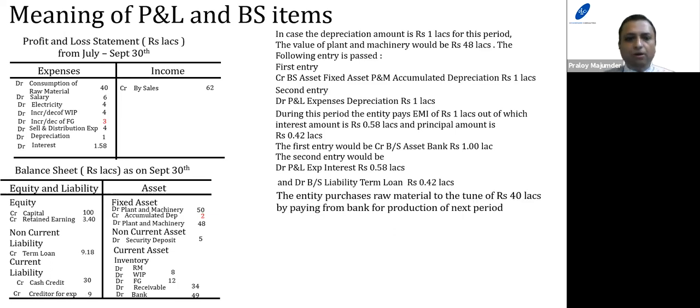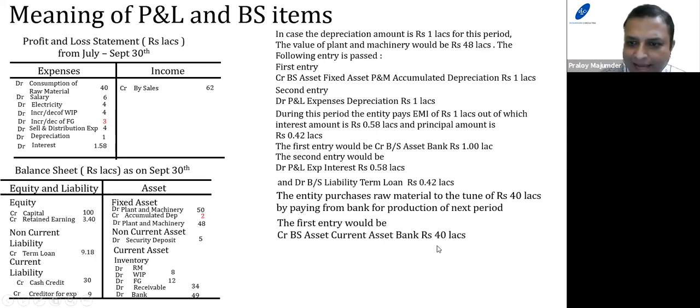Now what we say that this entity will also purchase 40 lakhs of raw material for the next period, and this would be paid from bank. So first entry would be the immediate outflow. So from the bank, what will happen? 40 lakhs will move out. So this 40 lakhs is moving out. Since it's a credit balance, 40 would be moving out from the balance. So credit negative. 49 was the closing balance debit before this activity.